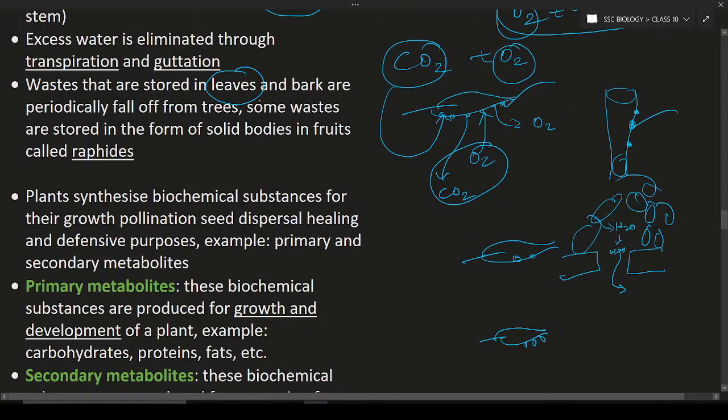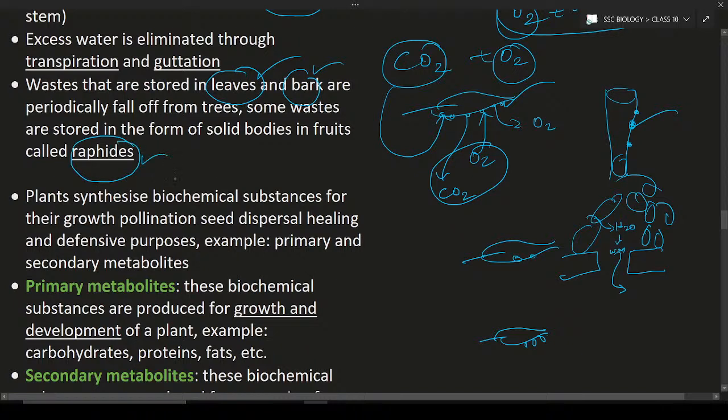Okay, they are going to store waste materials in the leaves, in the bark, and so on. Sometimes these waste materials are also stored in the fruits. If the waste materials are stored in the fruits, those structures are known as raphides.